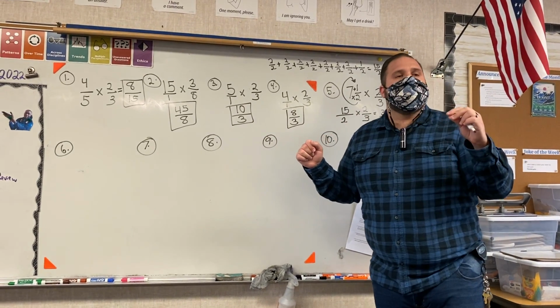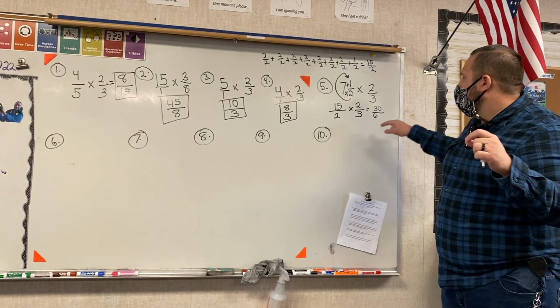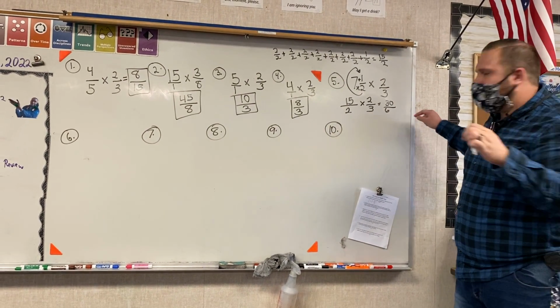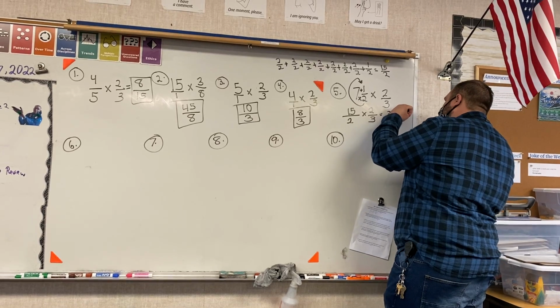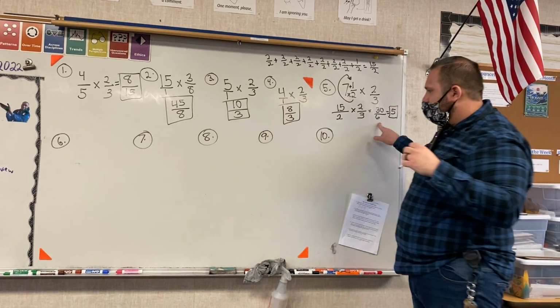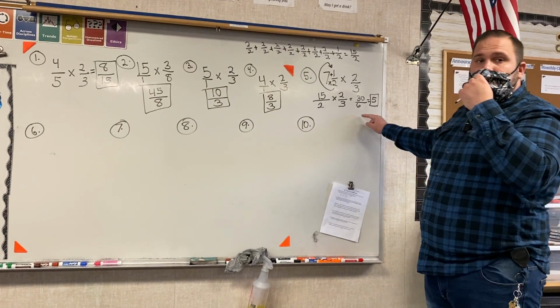Now, if you wrote 30 over 6, you still get it right. But I know that I could divide. 30 divided by 6 is 5. So 5 is my answer. But if you got 30 over 6, I'll still count it. All right, are they getting this? Can they see it okay?